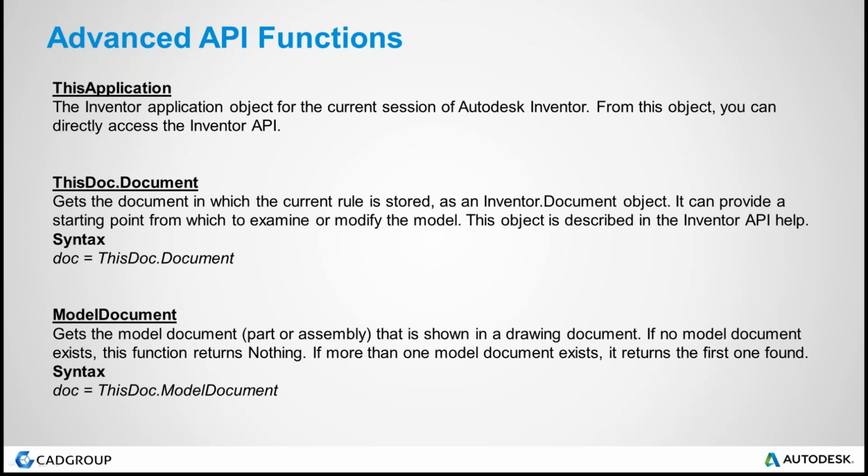ThisDoc gets the document in which the current rule is stored. So if you're in a part document and you do ThisDocument, you start getting the part API information. If you're familiar with Visual Basic programming, it's when you type in inventor.document and then you start writing away. It's the inventor.document object. Once we jump into Inventor, I will go into the VBA editor and show you an example of one of the ways to access that.